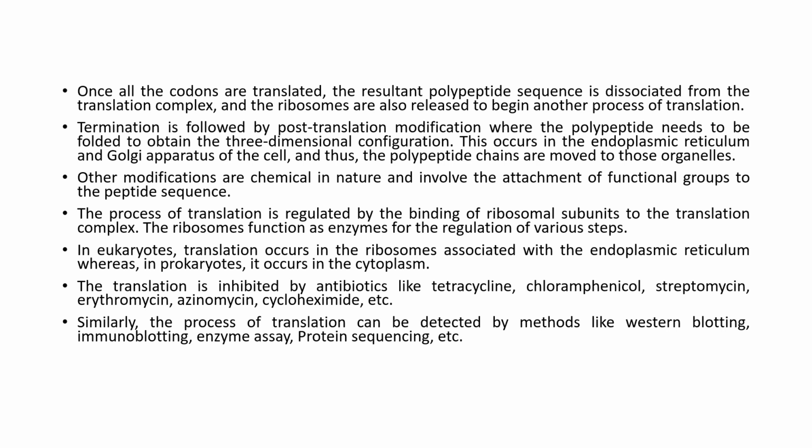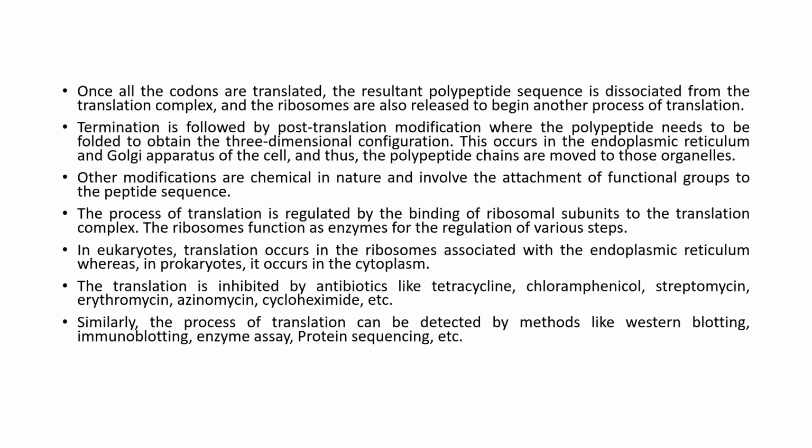Termination is followed by post-translational modification, where the polypeptide needs to be folded to obtain the 3D configuration. This occurs in the endoplasmic reticulum and Golgi apparatus of the cell, and thus polypeptide chains are moved to those organelles. Other modifications are chemical in nature and involve the attachment of functional groups to the peptide sequence. The process of translation is then regulated by binding of ribosomal subunits to the translation complex. Ribosomes function as enzymes for the regulation of the various steps.